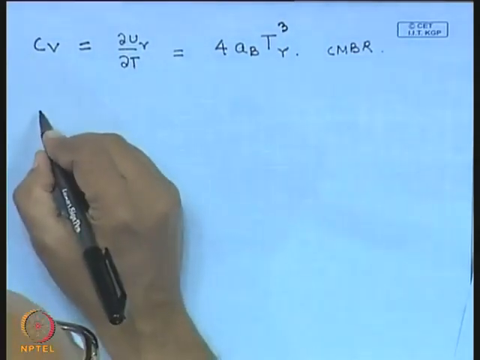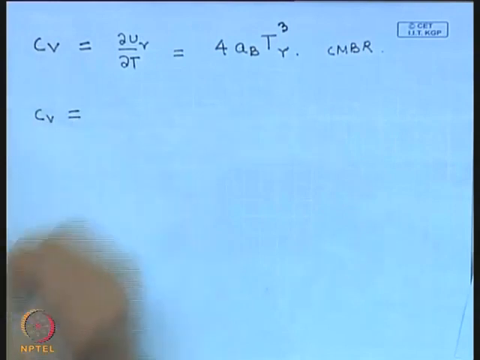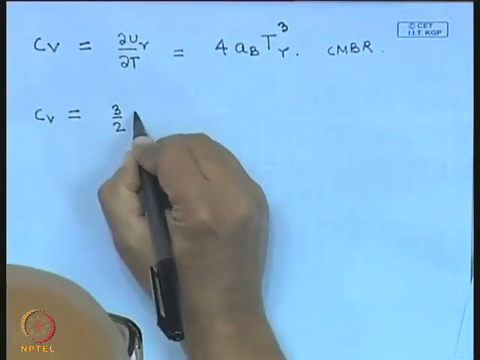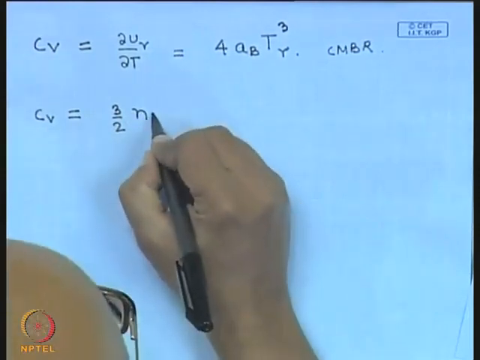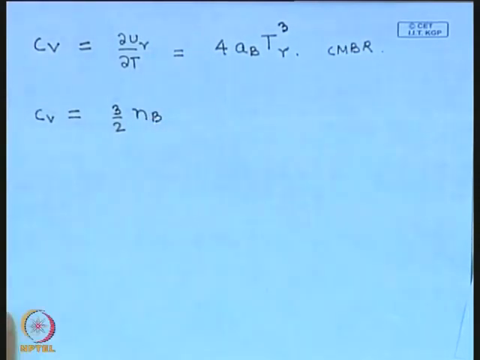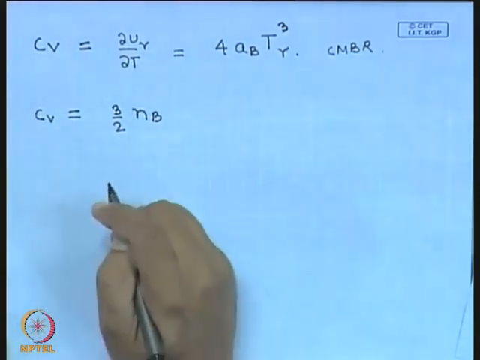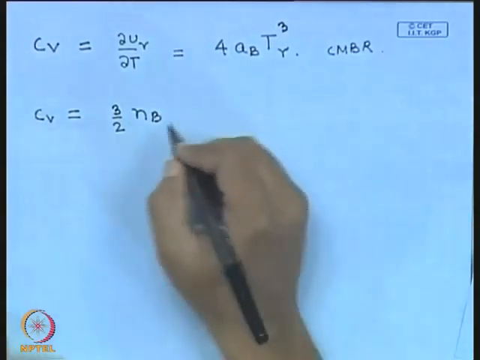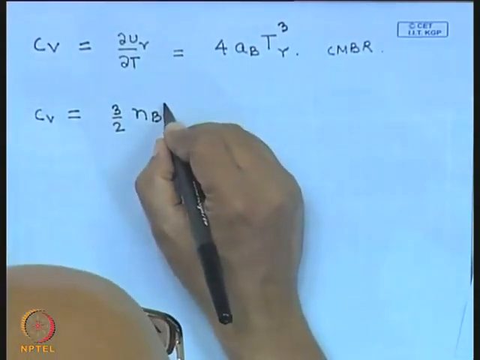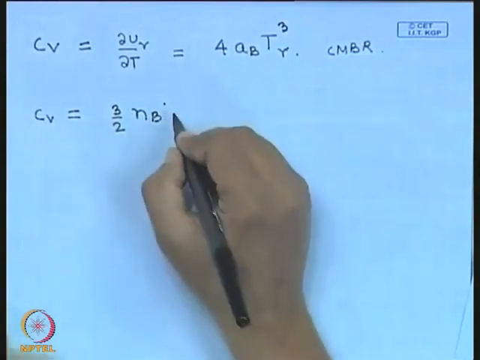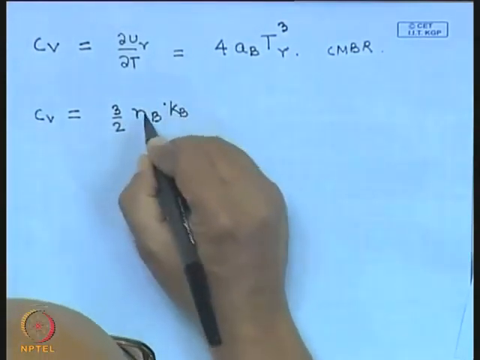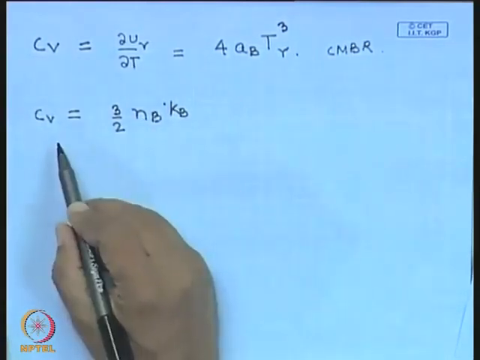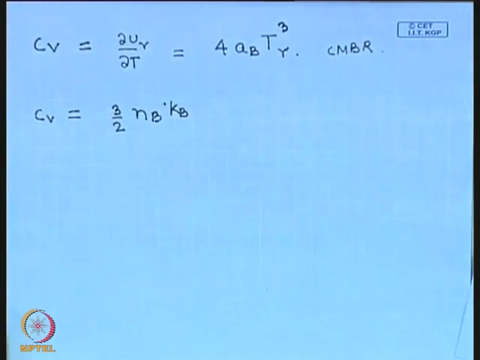So, for hydrogen atoms, the heat capacity at constant volume is 3 by 2 times the number density of hydrogen, N_H, or the number density of baryons. By baryons, we are assuming that the matter is entirely hydrogen. So, all the baryons are in the form of hydrogen atoms. So, the internal energy is 3 by 2 N kB T. If I differentiate with T, I will get 3 by 2 N kB. That is the heat capacity of an ideal gas.